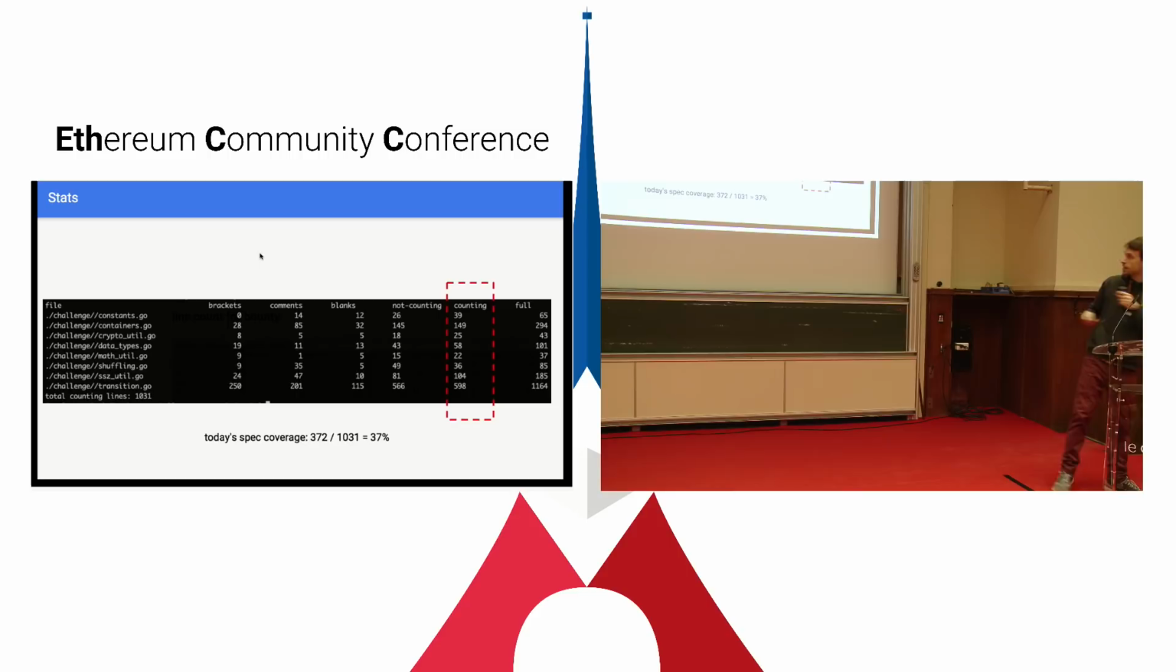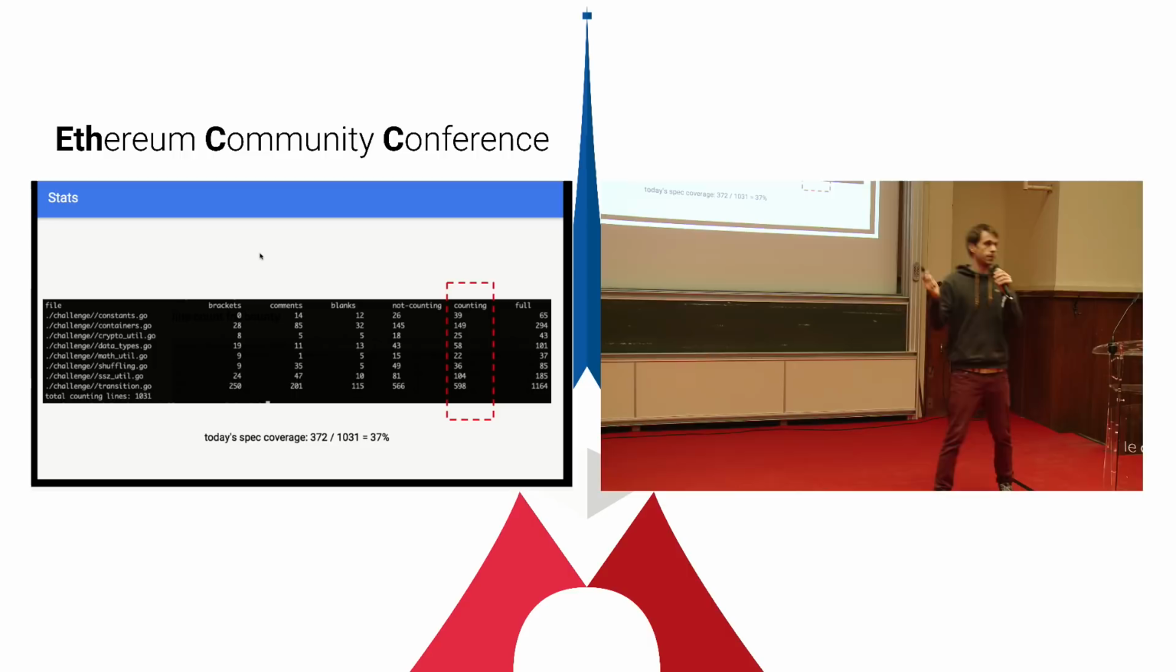Yeah, I will tweet these slides. So the question is, where can I find the slides with all of this? The schemas. You can go on the phase zero spec. Just search for Ethereum phase zero spec, and you'll find it. It's on GitHub. Any other question?